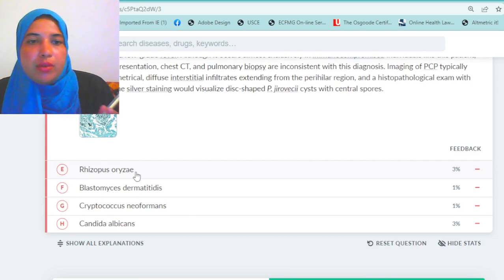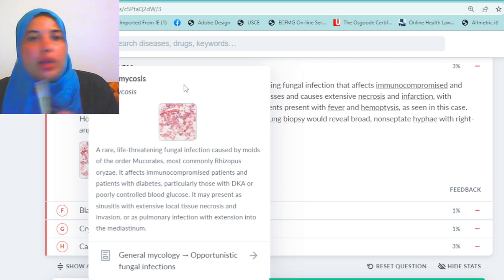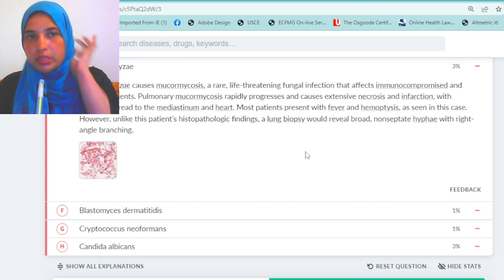Let's say we're talking about Rhizopus species. Rhizopus causes mucormycosis. Again, if you forgot what mucormycosis is, you can select that and read that. Life-threatening fungal infection that affects the immune compromised and diabetic patients.